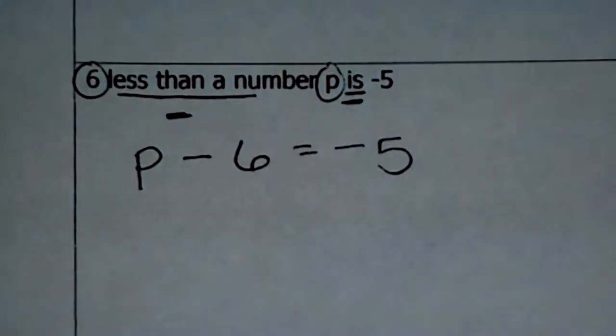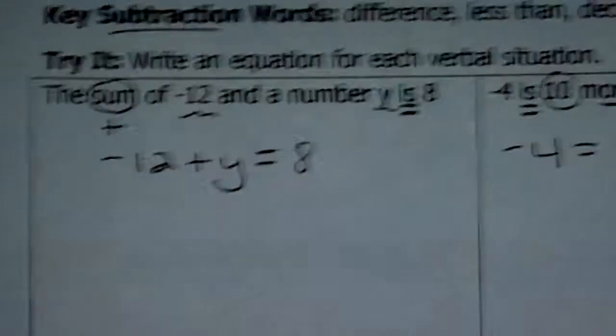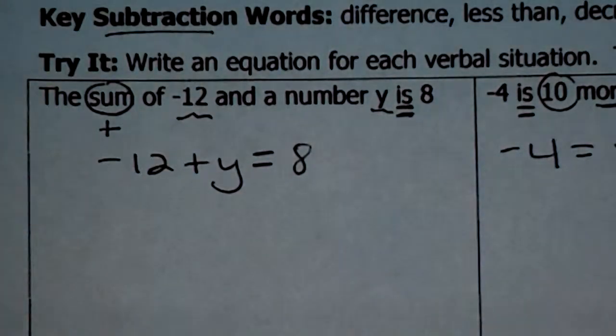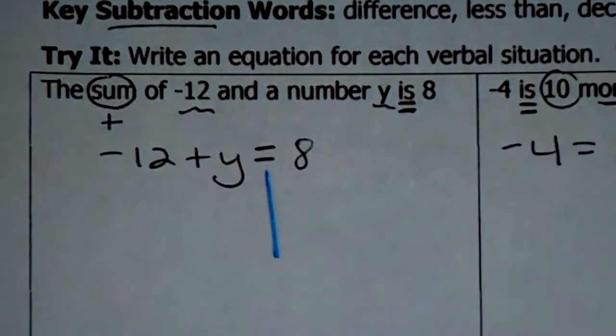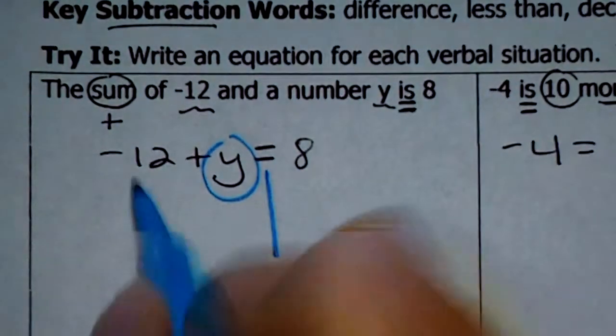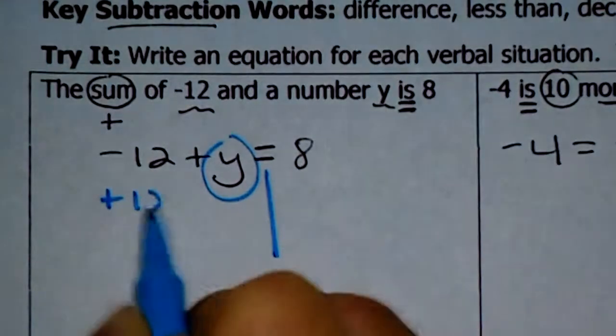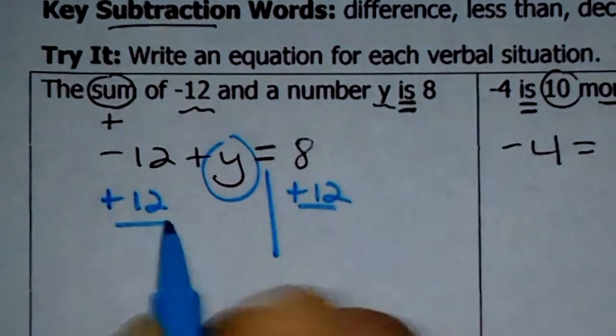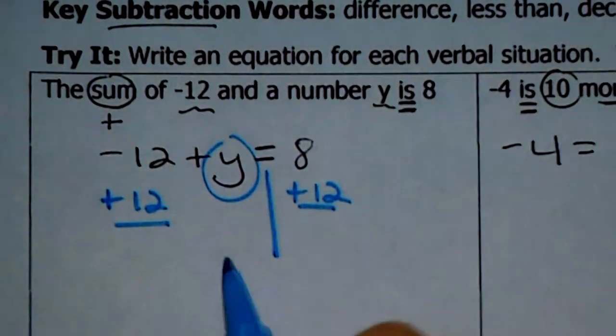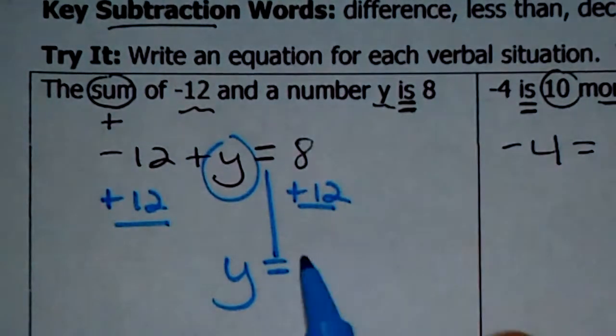All right. Now, what you would need to do next is solve those. So let's go through. I think we've got a couple minutes. Let's go through and quickly solve these. I won't overthink them. So coming back to this equation, I'm going to draw my line. I want y by itself. To get rid of negative 12, I'm going to add positive 12 to each side. Y is alone. 8 plus 12 is 20.